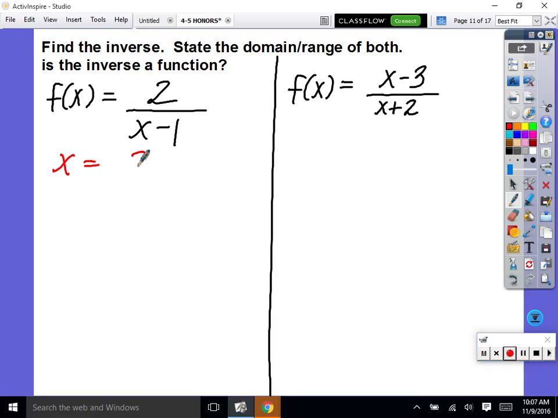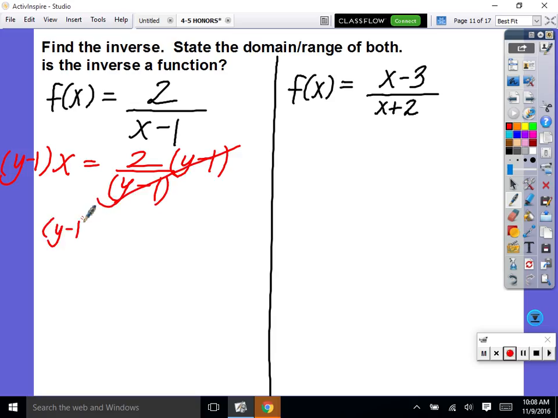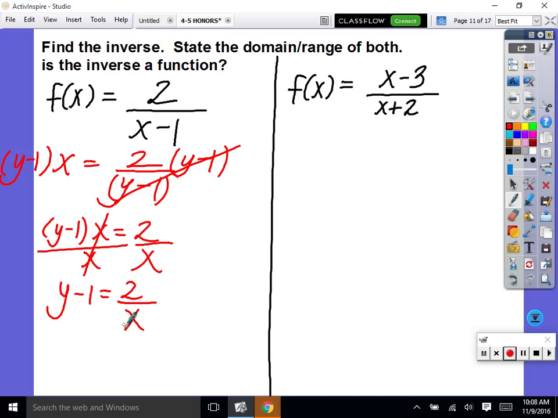So x is equal to 2 over y minus 1. What Zach did right here, he multiplied both sides by y minus 1. So you multiply by y minus 1. Let's throw it in parentheses, y minus 1. Then it divides out on this side. So we have y minus 1 times x equals 2. Remember, your goal is to solve for y. So my next step would be to get rid of x. Then we would add 1, so our y inverse is 2 over x plus 1.